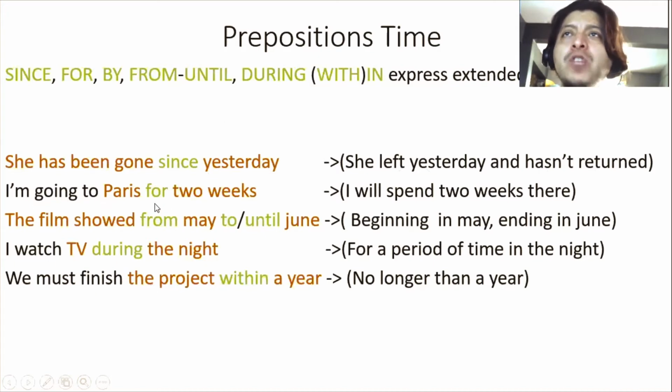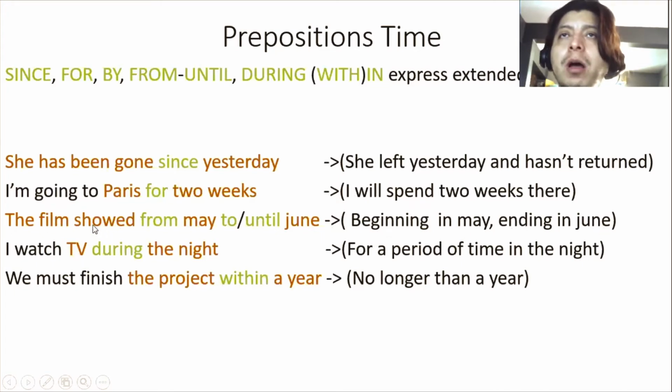I am going to Paris for 2 weeks. When you say for, it means how long, you're talking about a period of time. I will be in Paris for this time. So you use for when you're going to speak about an amount of time, a period, okay? The film showed from May to June, or from May until June. From, it means starting in May, to or until, ending in June. Beginning in May, ending in June.